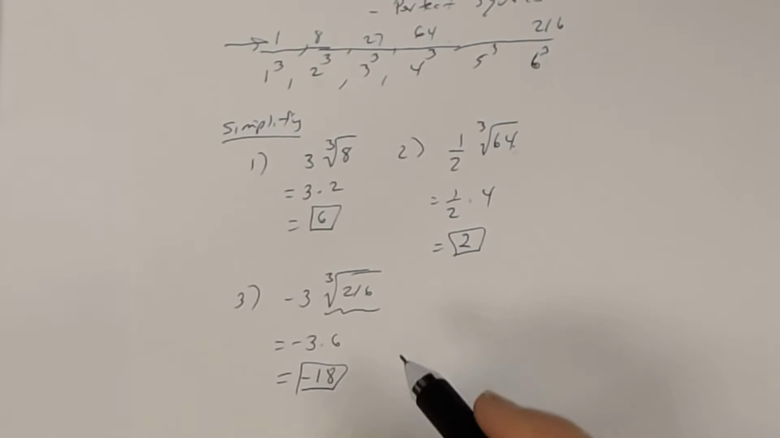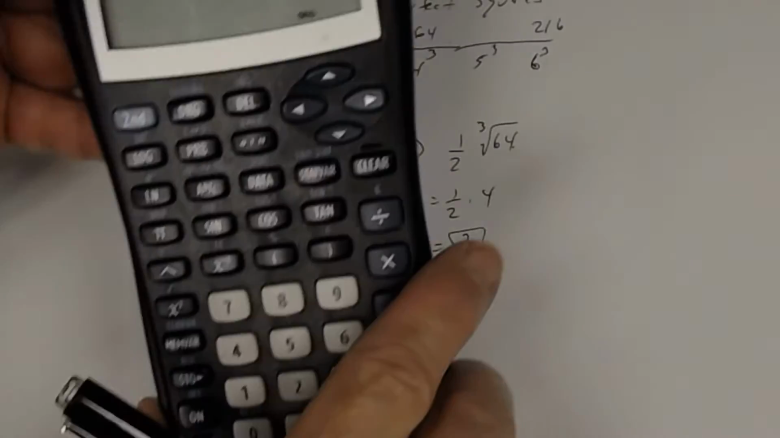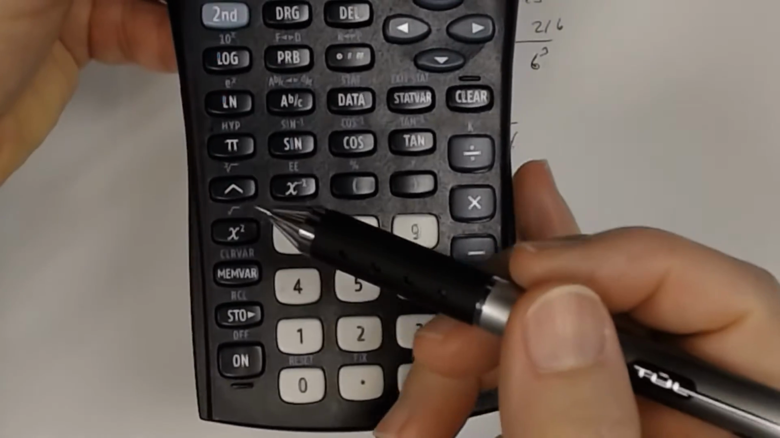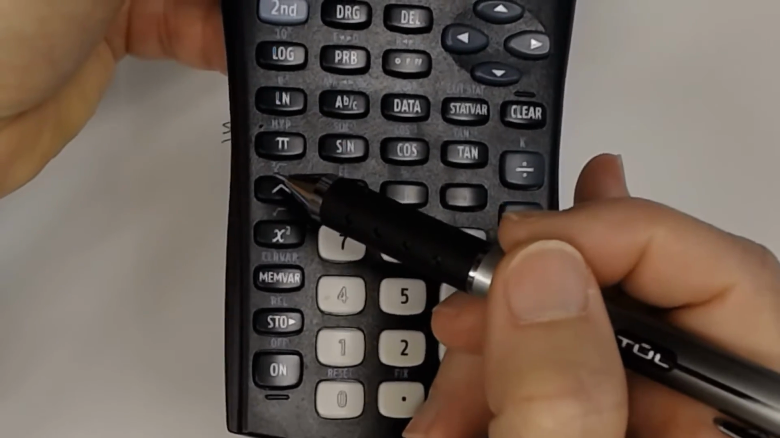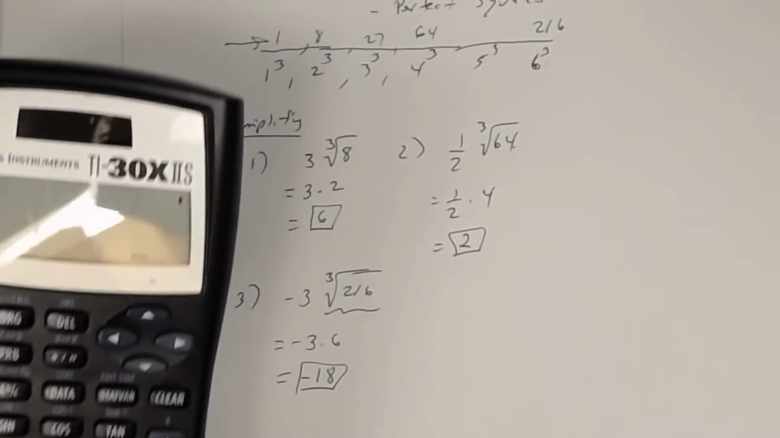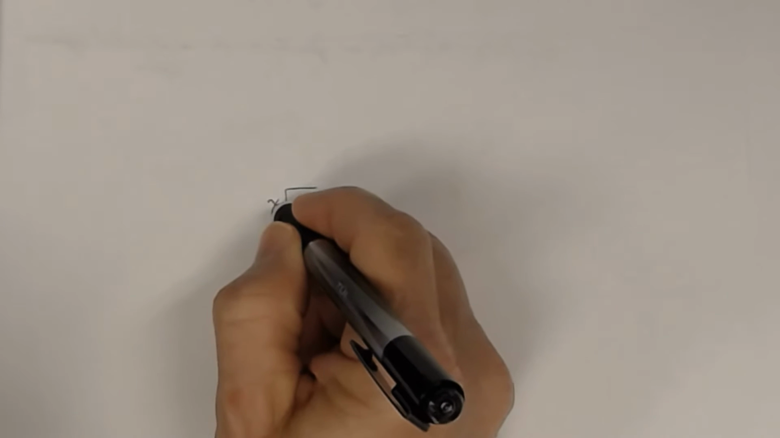Now, just to remind you, you can figure out the cube root of 216 on your calculator. So remember how to do that. You see this button right here, locate it on your calculator. So on your calculator, you may see something that looks like this, where this would be your index.